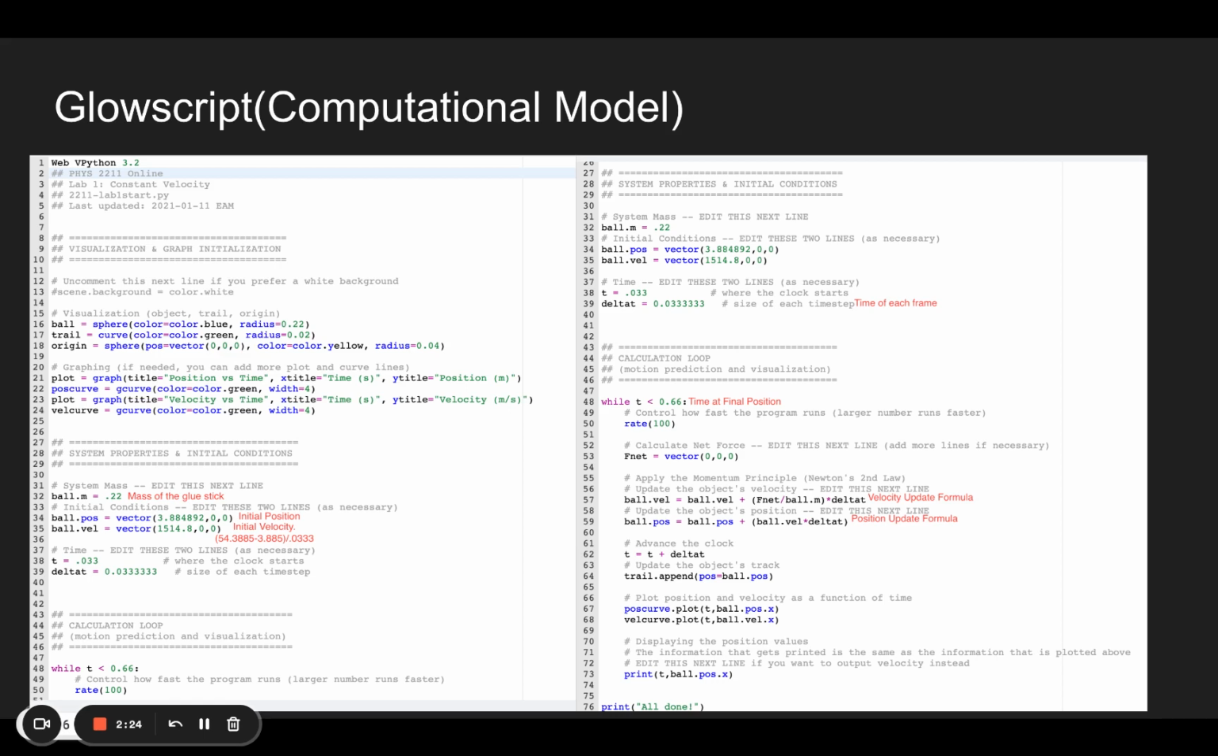Here's the code I used for the computational model. I changed a couple things from the starter code, such as changing the system mass to the mass of the glue stick. I also changed the initial position to equal the position at time equals 0. And I also changed the initial velocity to equal the change in initial position divided by the time between one frame. I added the time of one frame as the size of each timestep, as represented by the deltat variable. And then I added the position and velocity update formula so the program properly calculates each new value for position and velocity after each frame.